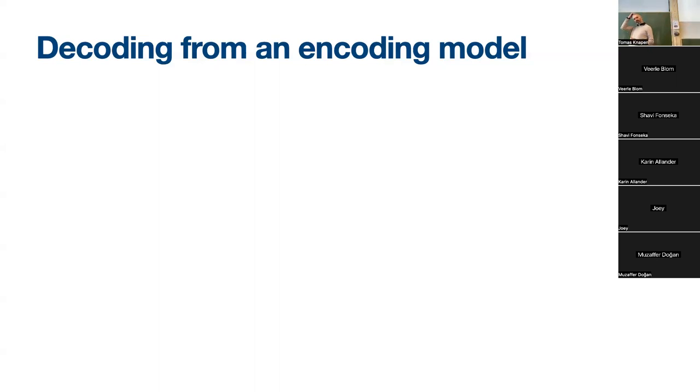So one method that we are working on in the lab is like a Bayesian decoder based on this encoding model fitting, where what we're interested in is a probability distribution over stimuli given a bold response. So B is what we measure and S is what we're interested in, what we put on the screen.